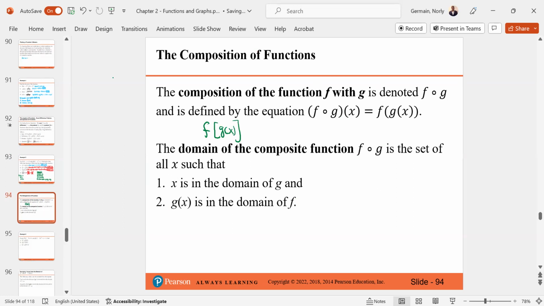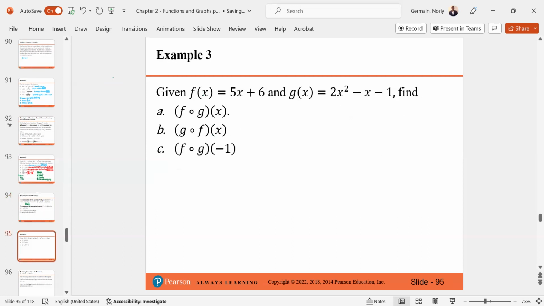The domain of the composition function f∘g is the set of all x such that x is in the domain of g and g of x is in the domain of f. All right, so let's see how we're going to proceed. Let's suppose we have an example, or maybe more than one example.